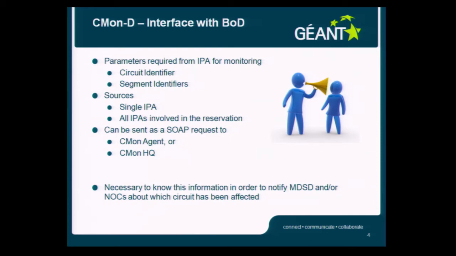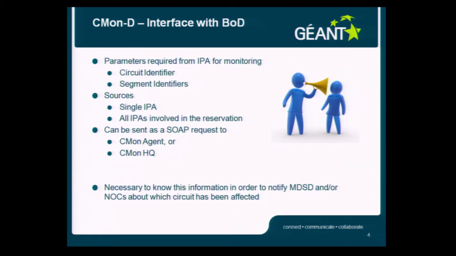So monitoring is very important, and in order to do that, we need to interface with your BOD tools, whether it's Autobahn or the tool that SurfNet uses or Nordunet uses. So we require certain parameters from the provisioning agent for monitoring. The main things we require are circuit identifier and segment identifiers. The circuit identifier is the end-to-end link that goes from domain A to domain B, and segment identifiers are the segments in between the domains that make up the complete circuit.